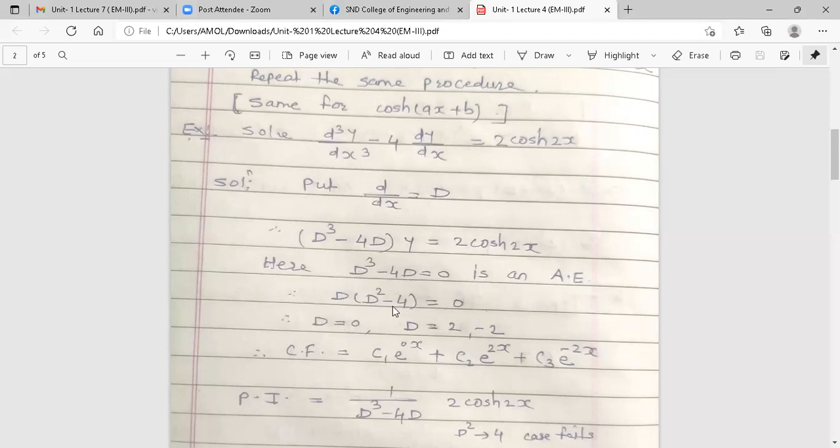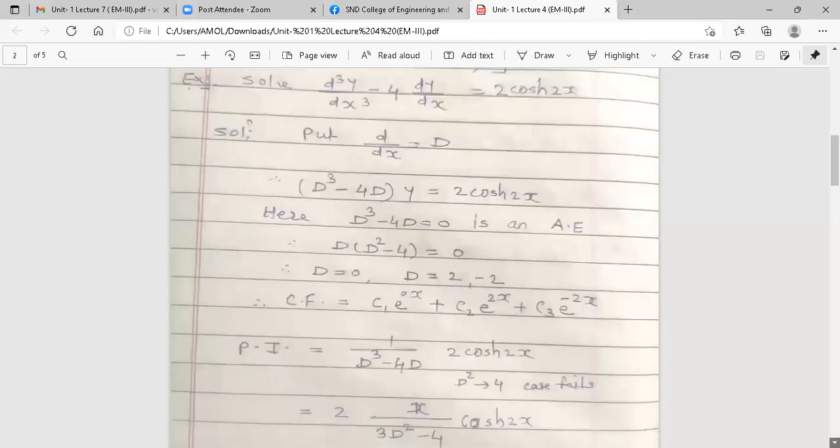The equation D square minus 4 is in the form of a square minus b square, and the roots of a square minus b square is equal to 0 are a minus b, a plus b. And so the factors are D is equal to plus 2, minus 2. And so total 3 roots: 0, 2, and minus 2. These 3 roots are real numbers and they are distinct. So your complementary function in this case is c1 e raised to 0x plus c2 e raised to 2x plus c3 e raised to minus 2x.